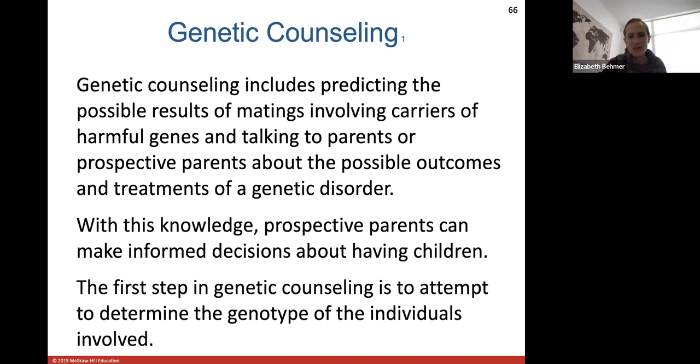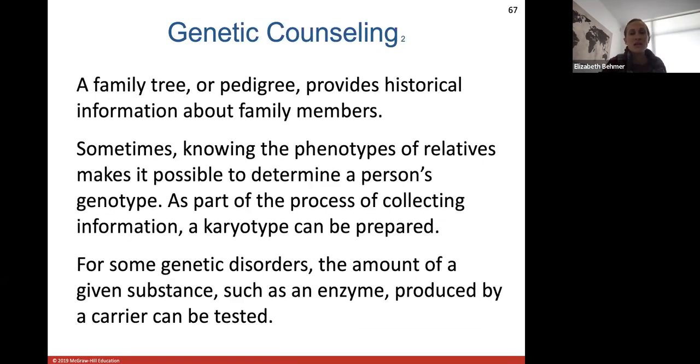The first step in genetic counseling is to attempt to determine the genotype of the individuals involved. They usually take a family tree or a pedigree to look at historical information about family members. Sometimes knowing phenotypes of relatives even makes it possible to determine a person's genotype. A part of the process is collecting information. A karyotype can be prepared, which is, again, the visual representation of chromosomes. And for some genetic disorders, the amount of a given substance, such as an enzyme, that can be produced by a carrier can be tested.